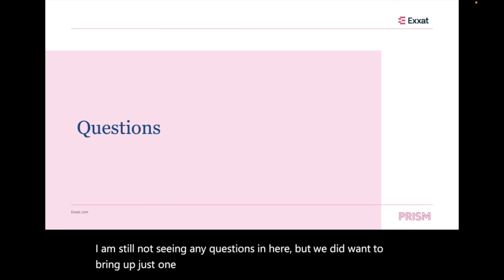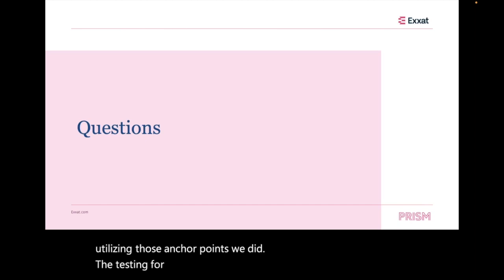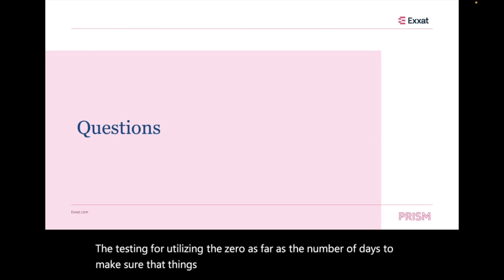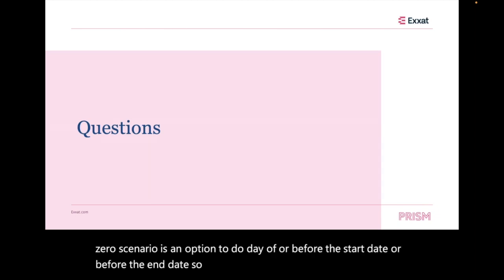when it comes to activating the forms and utilizing those anchor points. We did the testing for utilizing the 0 as far as the number of days to make sure that things are due or published on the day of. And the 0 scenario is an option to do day of or before the start date or before the end date, so that the day is the actual start date or end date of that rotation.